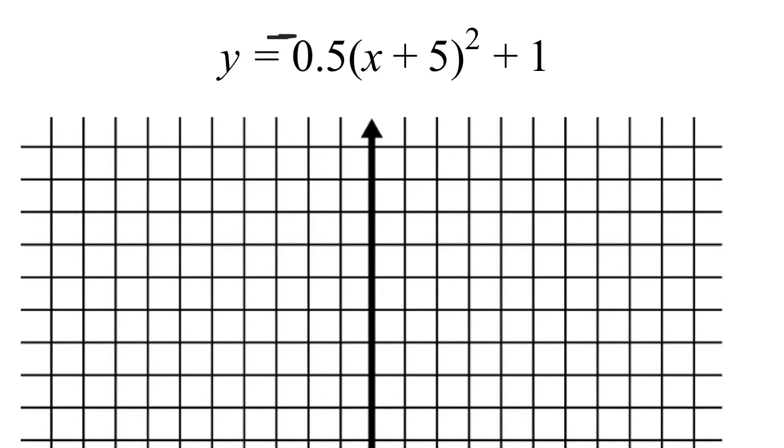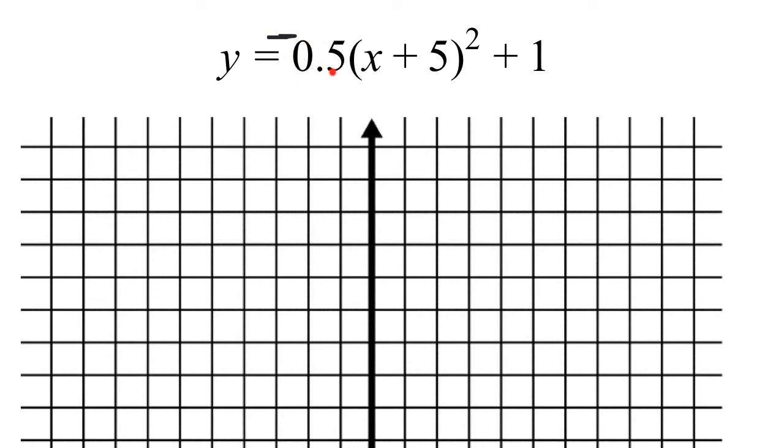So if we start at the very front of the equation, we have a negative sign. The negative sign implies that this parabola has been flipped and it is now opening downwards. And again, the proper terminology that you would use to describe this transformation is that it has been reflected in the x-axis.